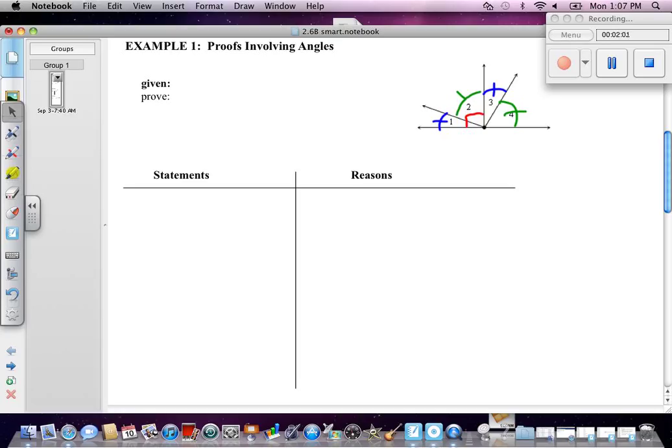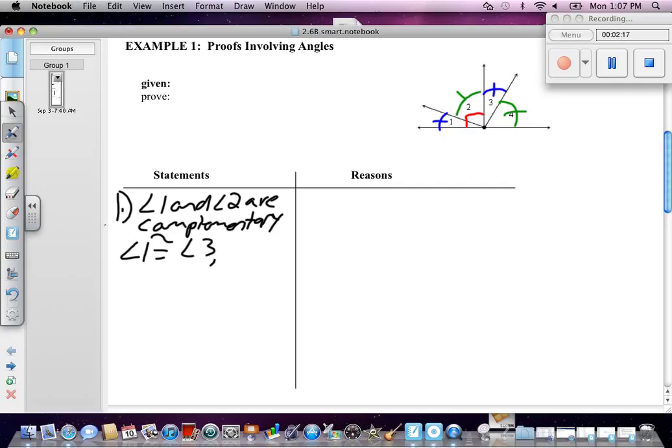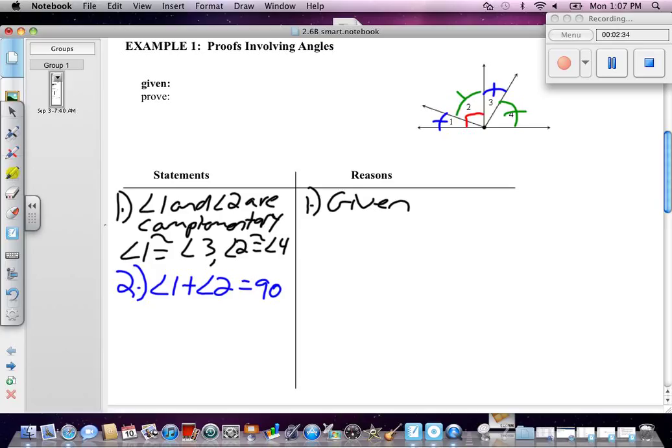Okay, so the first thing we're going to do is write down the given. Angle 1 and angle 2 are complementary. Angle 1 is congruent to angle 3. Angle 2 is congruent to angle 4. Given. Next I'm going to say angle 1 plus angle 2 equals 90, and that is the definition of complementary.